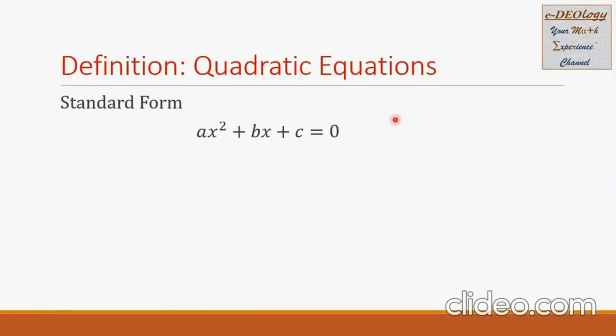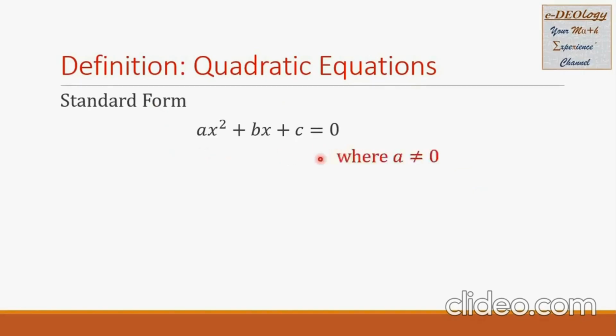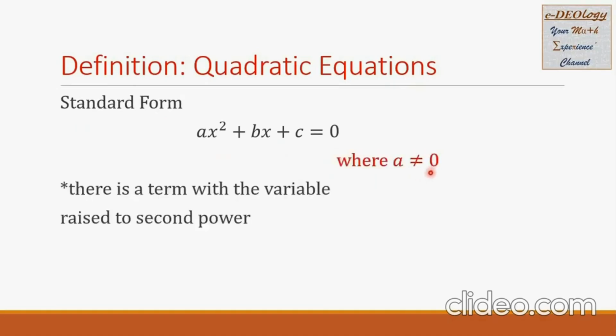First, let us define quadratic equations. Quadratic equations are of this standard form: ax squared plus bx plus c equals 0. But a should not be equal to 0. It means in a quadratic equation, there is a term with a variable raised to second power. Example, 2x squared plus 9x minus 5 equals 0.